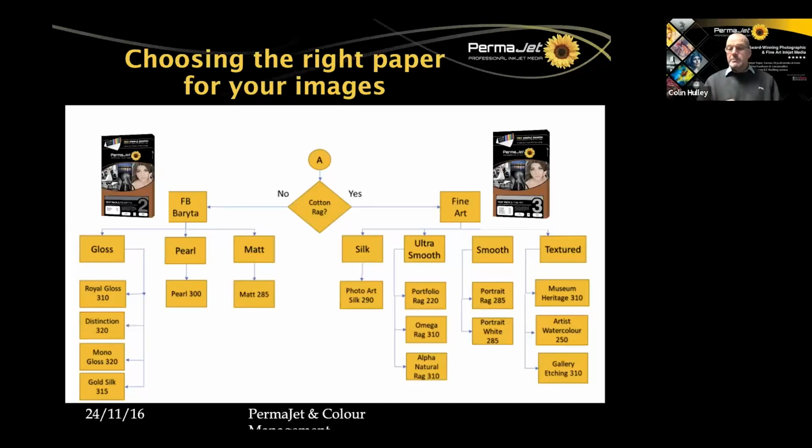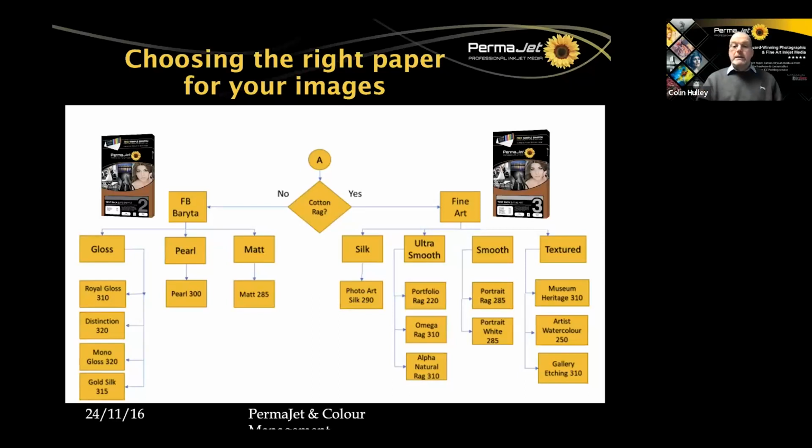And two in this range, Portrait Rag 285 and Portrait White 285. Again, the fundamental difference here is that Portrait White has got additional optical brightness in the base, so that, for myself, for monochrome images, I much prefer to use a brighter base point, and therefore I would use Portrait White for monochromes. Again, color images may want a bit more punch, a bit more contrast. Just depends on the image and what its content is.